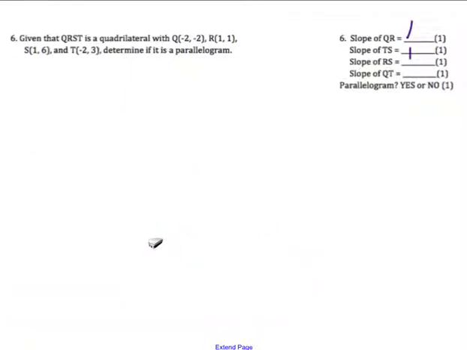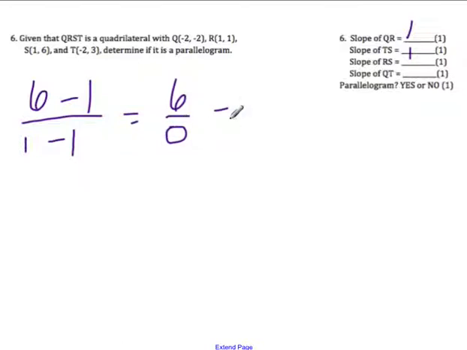Okay, so let's take a look now at RS. So for RS, we need to do y2 minus y1 over x2 minus x1. Well, here we get 0 on the bottom. Now remember that dividing by 0 is undefined, so the slope of RS is undefined.